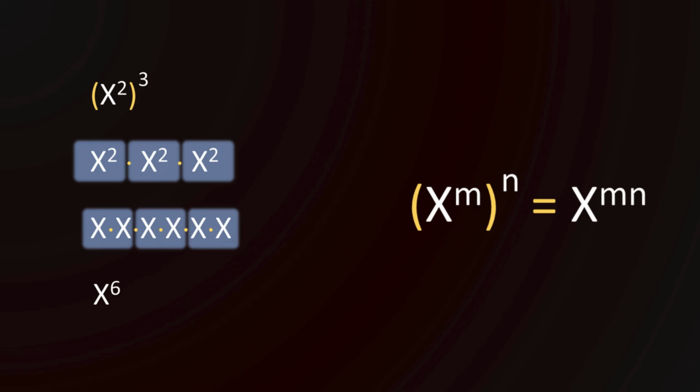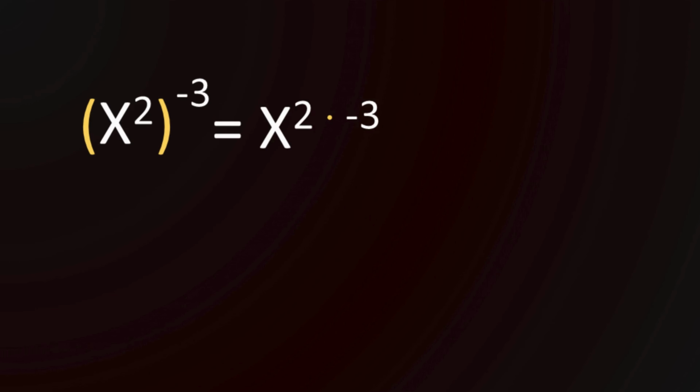This law even works with negative exponents. For example, x squared to the negative power 3. This can be described as x to the power of 2 raised to the power negative 3. Now, by applying the rule, x to the power 2 times negative 3 is x to the power negative 6.